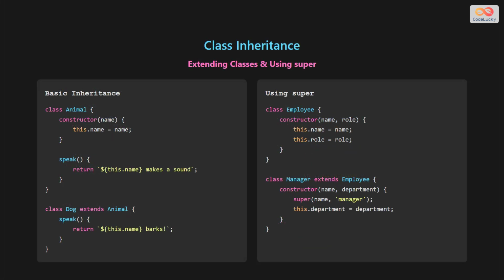Inheritance allows you to create new classes that inherit properties and methods from existing classes. Basic inheritance is achieved using the extends keyword, as shown here, where the class Dog extends the class Animal. This means that Dog inherits all the properties and methods of Animal, and can also override them, such as the speak method here. The super keyword is used in the constructor of the child class Manager here, to call the constructor of the parent class Employee.